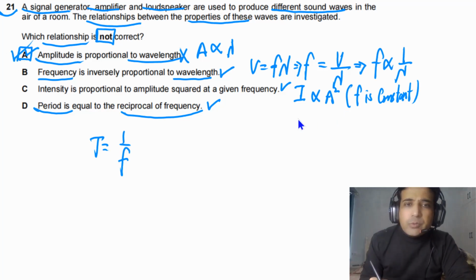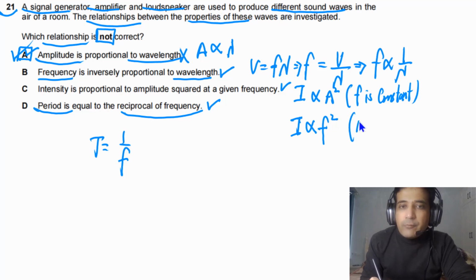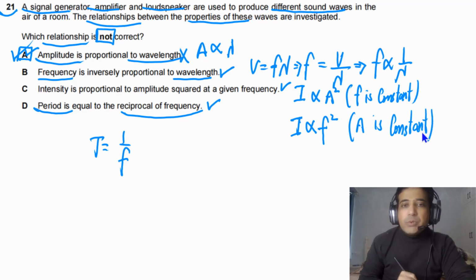And also you need to understand intensity. If frequency is not constant, if frequency changes and we keep amplitude constant, how will intensity change? Intensity is directly proportional to frequency squared if A is kept constant. So if A is kept constant, then intensity is directly proportional to frequency squared. And this one you need for intensity. This point is a very important one.